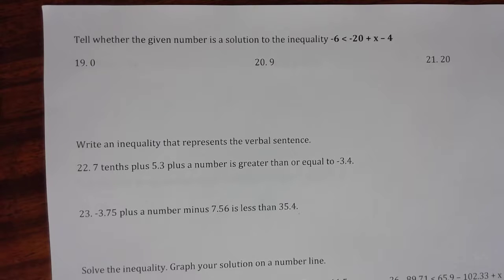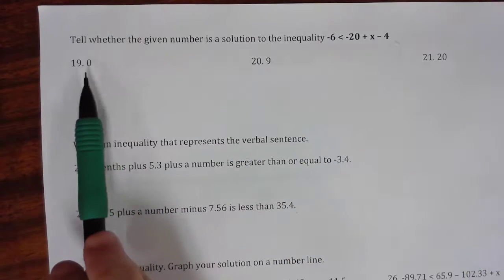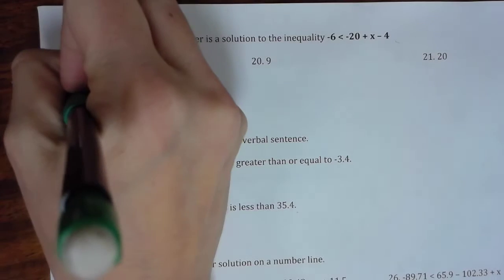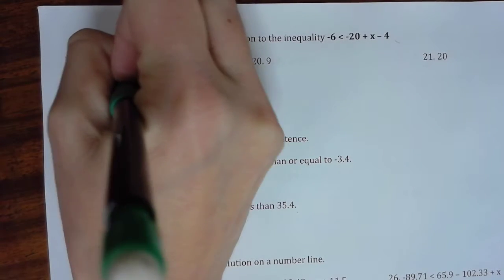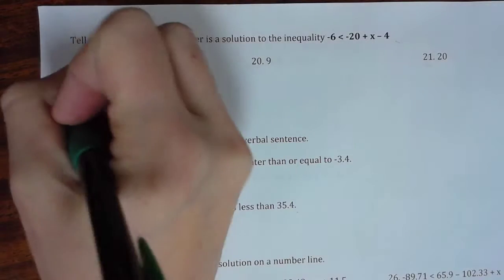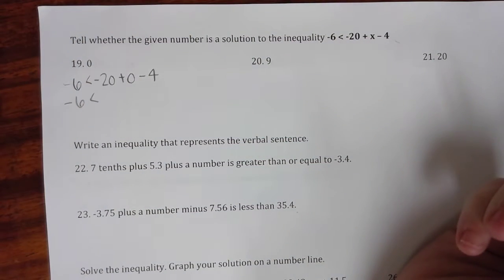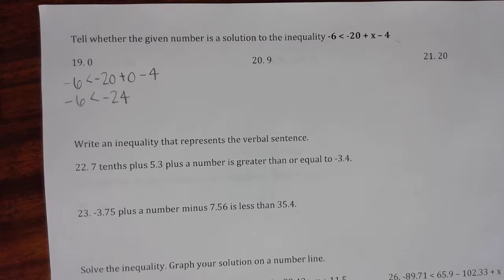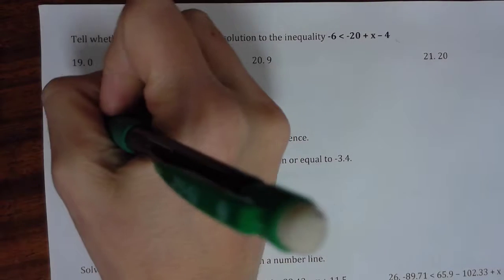So on these directions, we have tell whether the given number is a solution to the inequality. So now we've changed from equations to inequalities. And these are a little bit easier. Okay. So what I'm going to do is I'm going to take this inequality and I'm just going to plug in 0 for that x. Okay. So I have -6 is less than -20 plus 0 minus 4. So I have -6 is less than -20 plus 0 is just -20. And then that minus 4 will give us -24. So what you have to do is you have to ask yourself, is -6 less than -24? And of course that's a no.